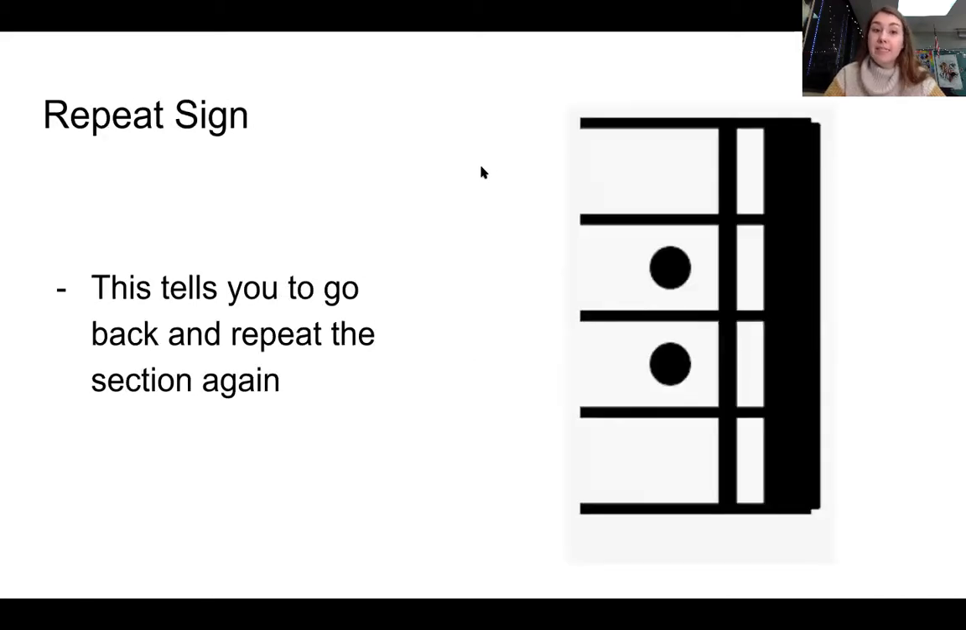Next, we've got a repeat sign, and a repeat sign is pretty self-explanatory. It tells you to repeat. It tells you to go back and repeat this section again. That is a repeat sign.